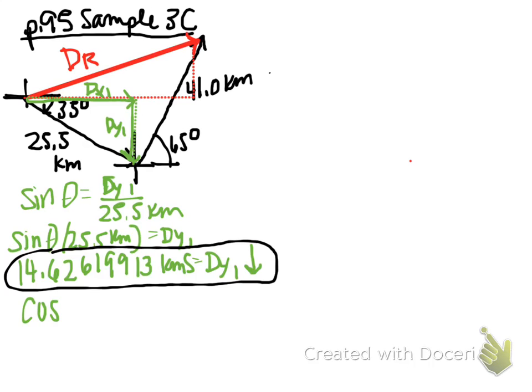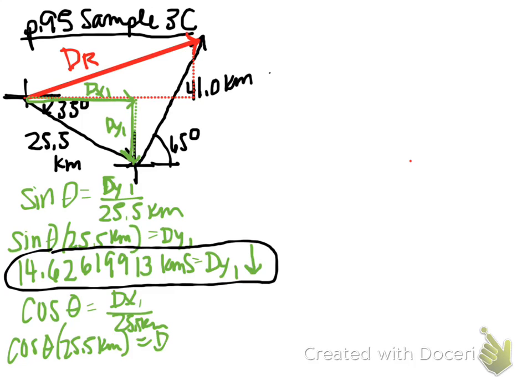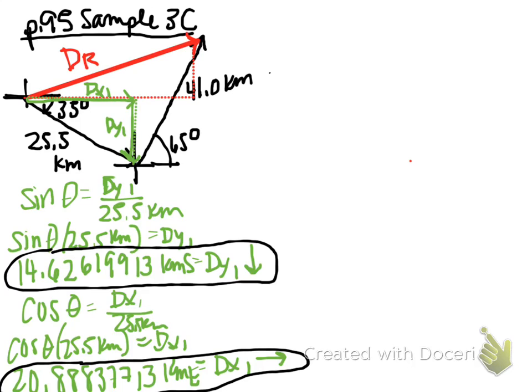So now we'll go ahead and find our dx1. Cosine of theta equals dx1 over 25.5 kilometers. Cosine theta times 25.5 km equals dx1. So we've got 20.8883771 kilometers east is our dx1, and I drew my little arrow in there to help keep track of which way that's going. So now we want to deal with the second leg of our trip.